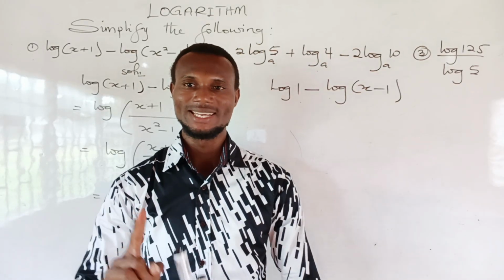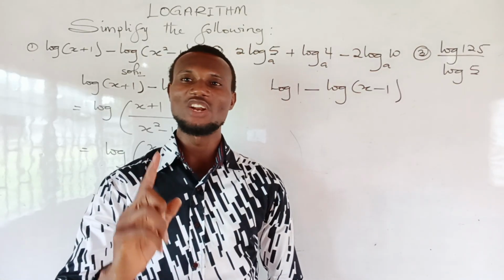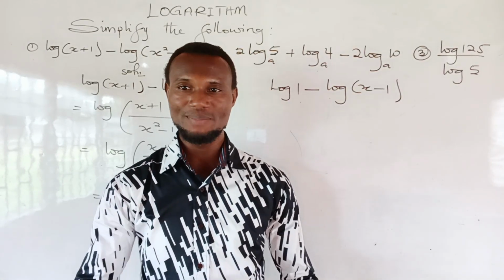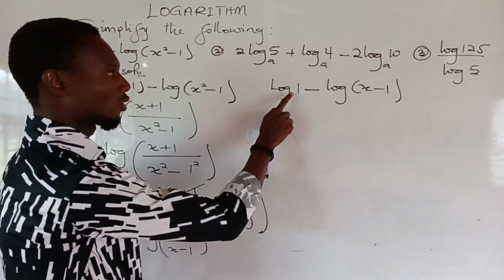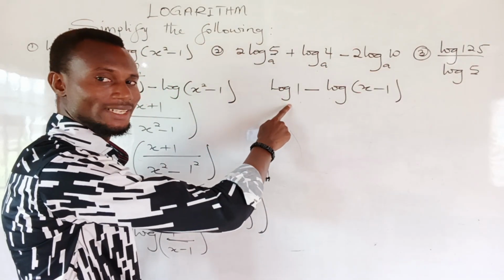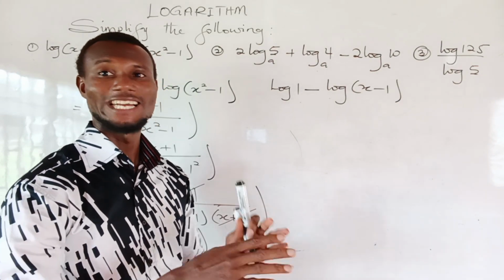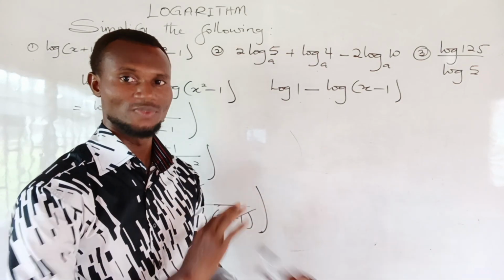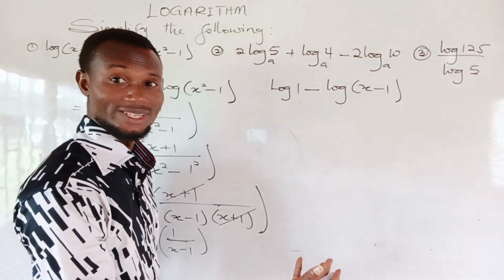If you remember that in the previous videos, that's one of the properties that we looked at, that the log of 1 to any base is always equal to 0. So having the log of 1 to the base 10 is supposed to be equal to what? 0. In simple terms, the log of 1 is always equal to 0. Okay, so having log 1 here is going to be 0.